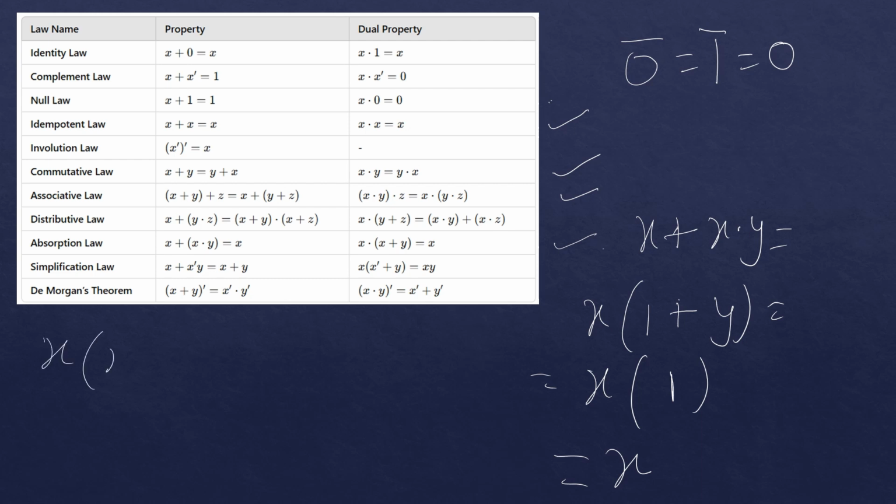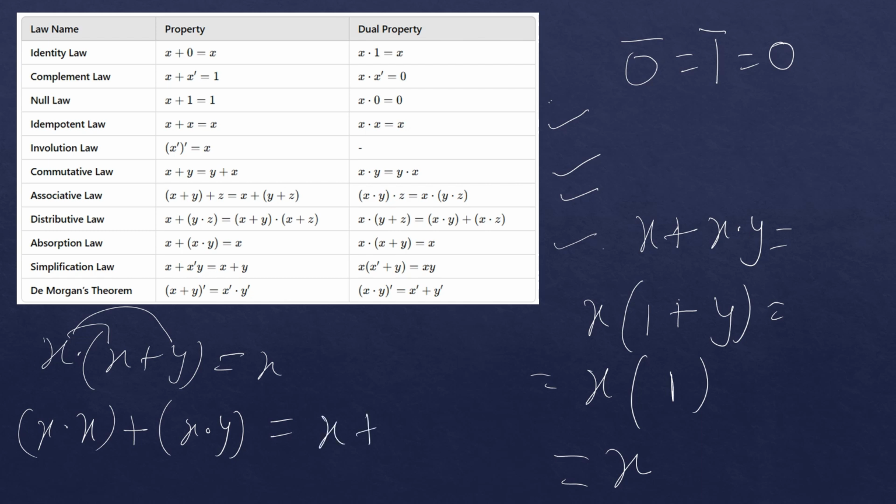x into x plus y equals x. Then how can we prove this? First, let us try to prove LHS. Okay, from LHS we'll try to prove RHS. We can use the distributive property, right? First we'll do x into x, then use the plus symbol, then x into y equals, you can see the idempotent law. What does it say in the dual property? x into x is equal to x. So I will write it as x plus x into y.